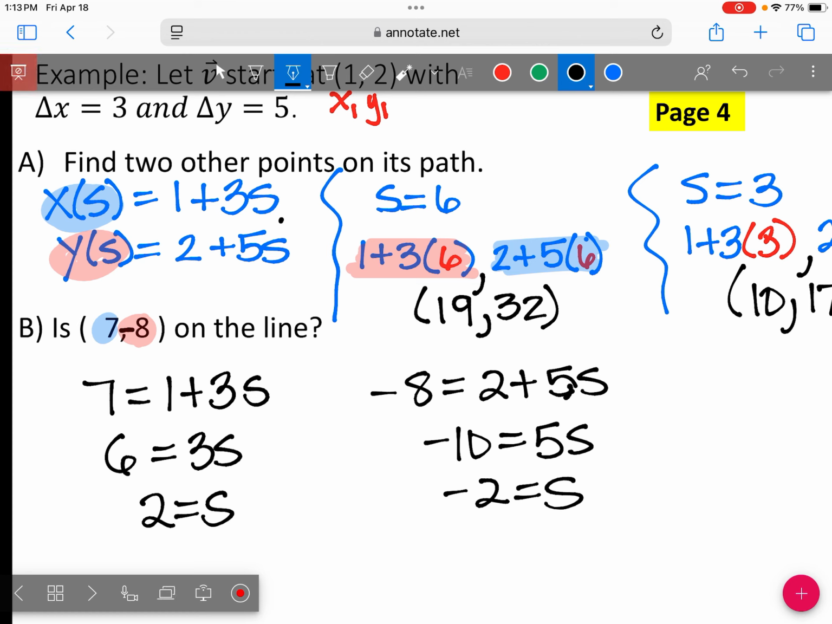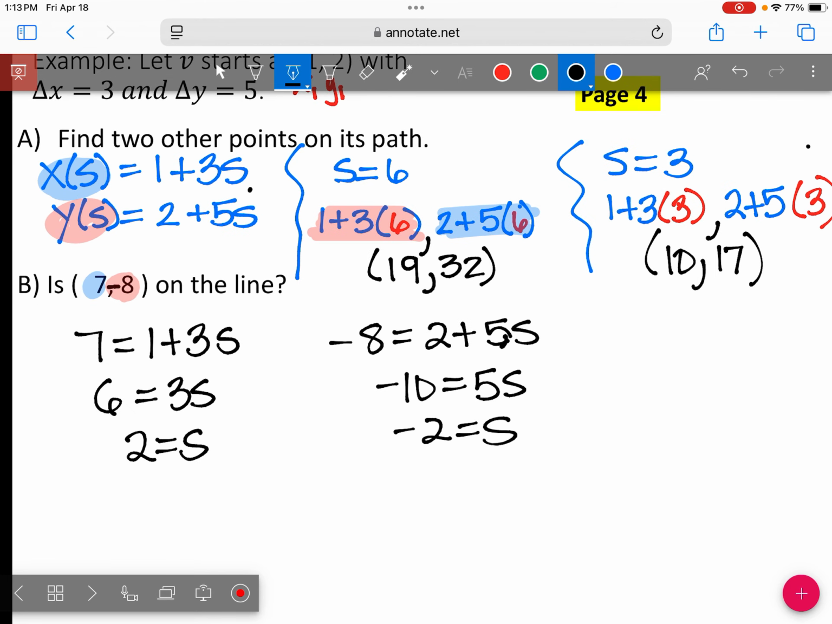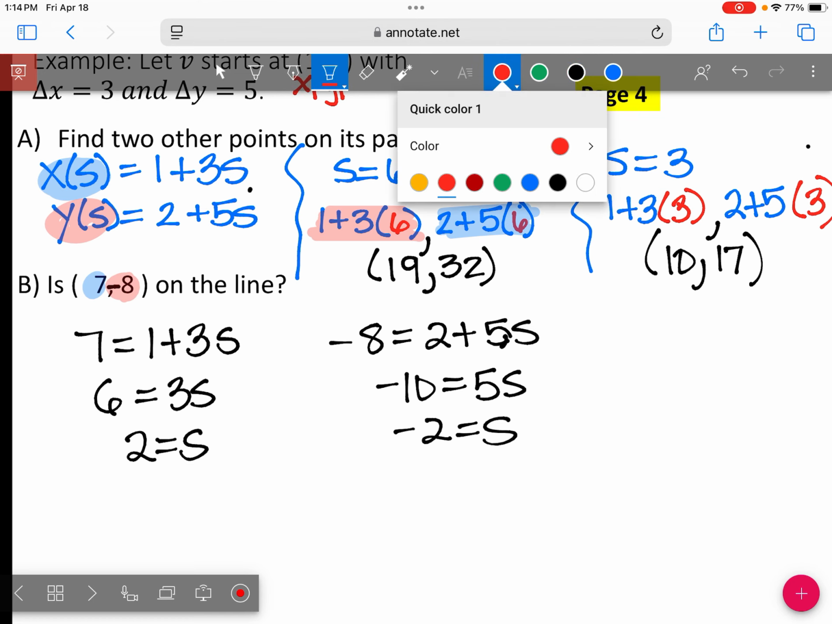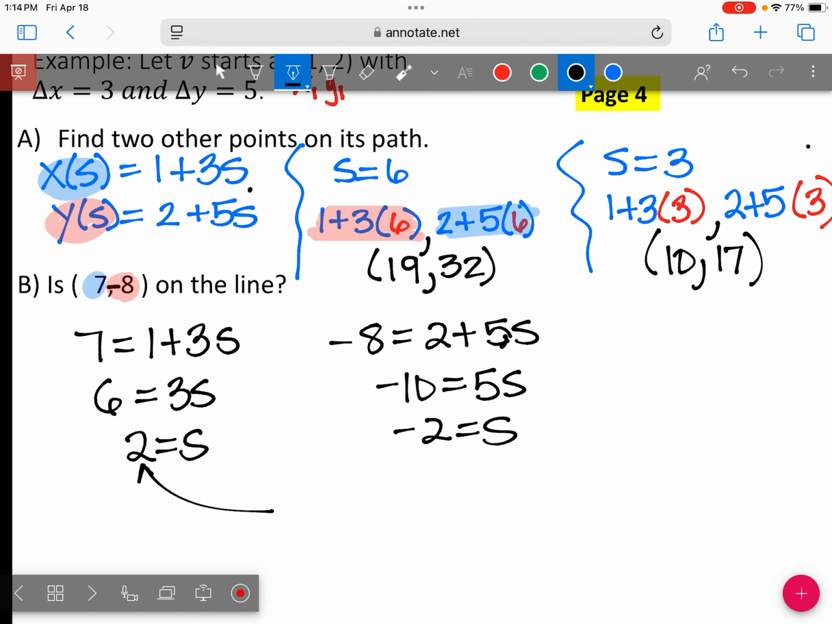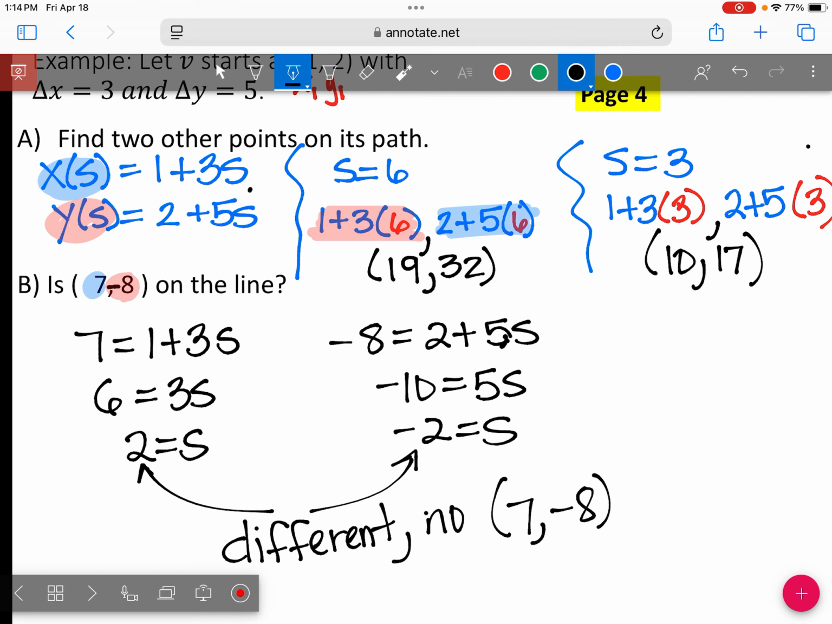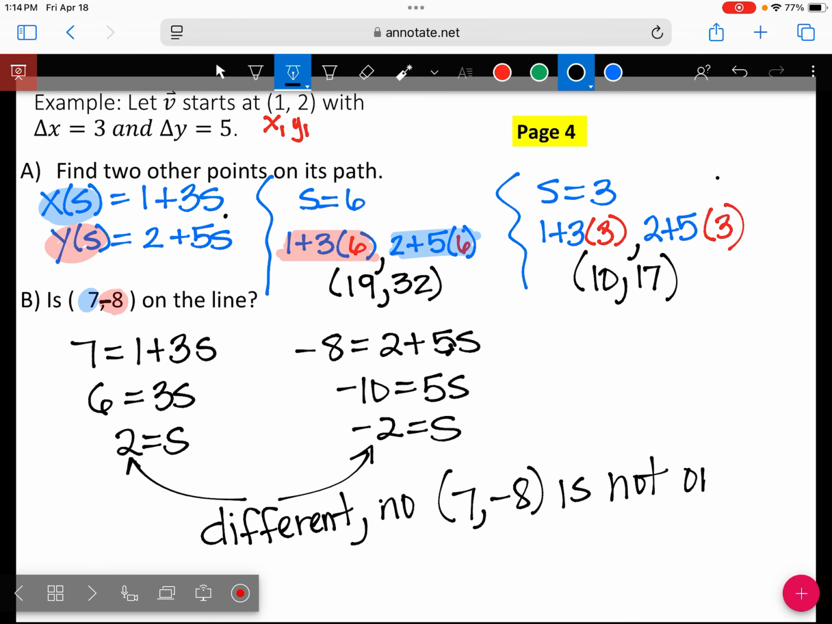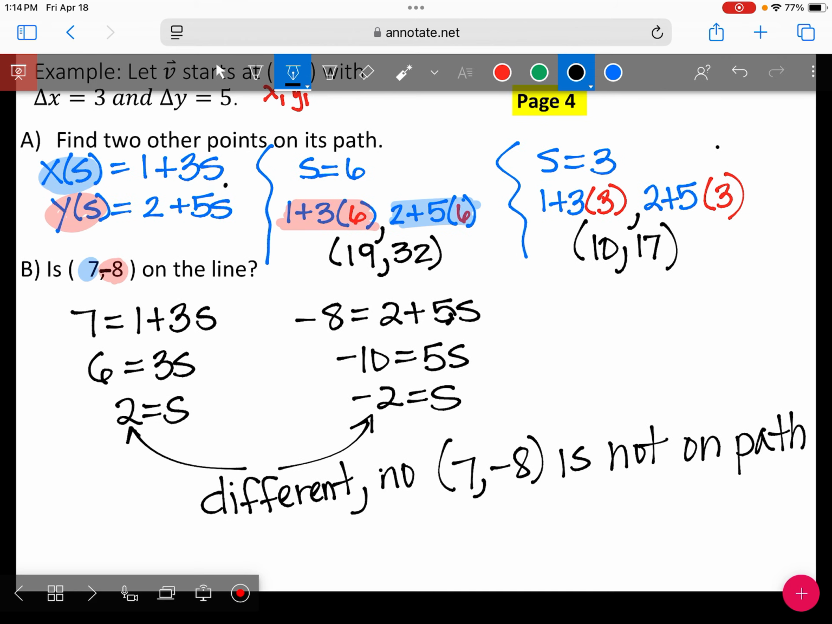All right. When you solve it, who got +2 and -2? So that would be a no. The only way we could say yes is if we get the same number. These two numbers have to be the same. So because these are different, the answer is no. (7, -8) is not on the path. If you got the same value for s, then it would be yes.